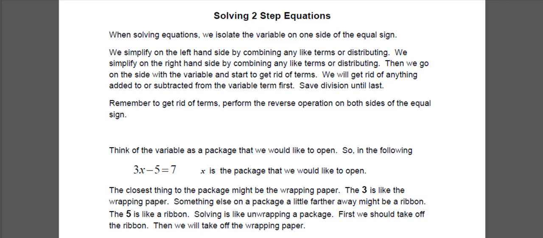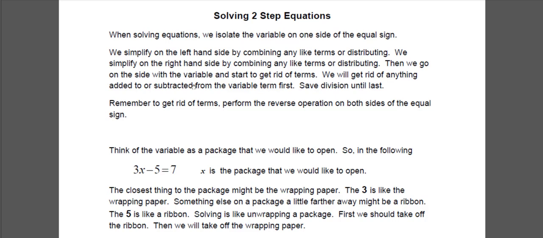Solving two-step equations. When solving equations, we isolate the variable on one side of the equal sign. We simplify on the left-hand side by combining any like terms or distributing. We simplify on the right-hand side by combining any like terms or distributing. Then we go on the side with the variable and start to get rid of terms.